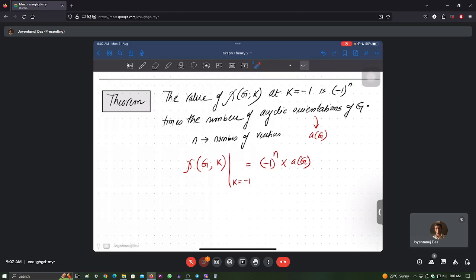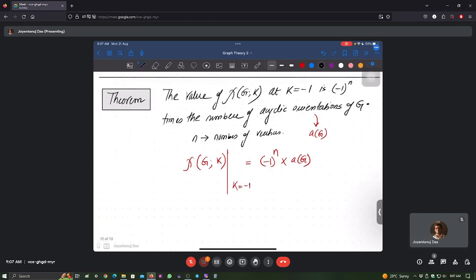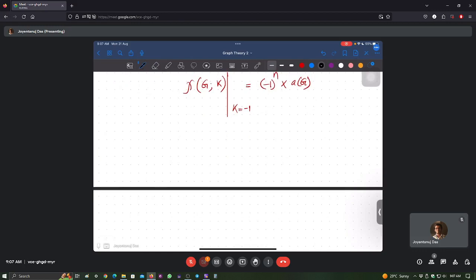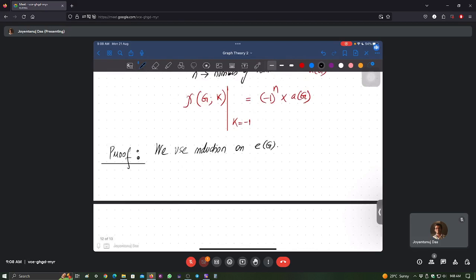So the chi should be negative. Yes, so that will come negative when it is odd. So let us see the proof, you will understand what is happening. So the proof is, we'll use induction on the number of edges. A of G is the number of acyclic orientations.